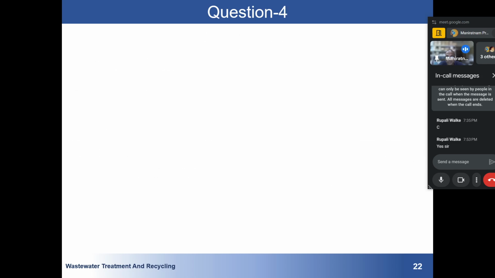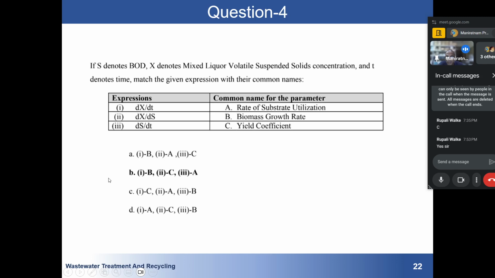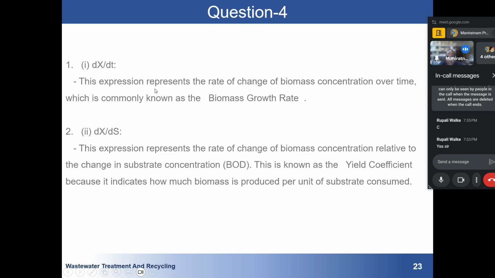I remember the answer is already marked, that is B, but again I will go through it. If S denotes BOD, X denotes MLVSS, the mixed liquor volatile suspended solids, which in many books is written as MLVSS, and t is the time. Match the following expressions. First we have dx by dt.